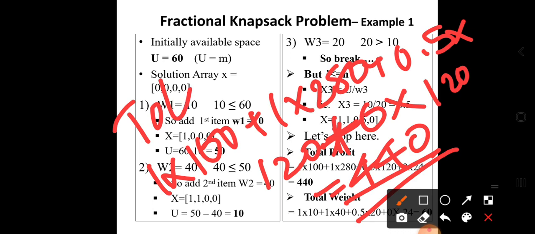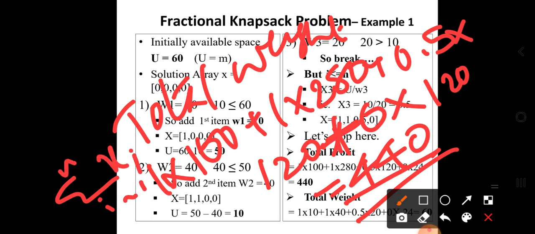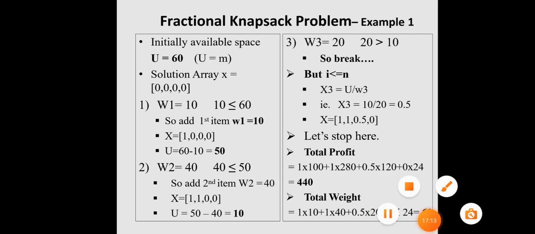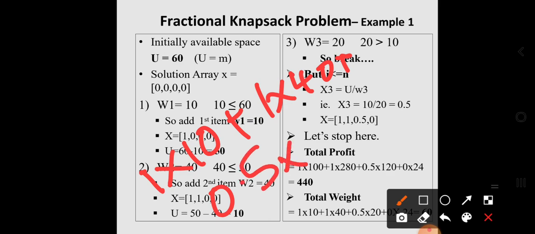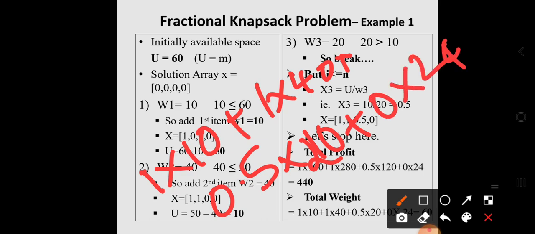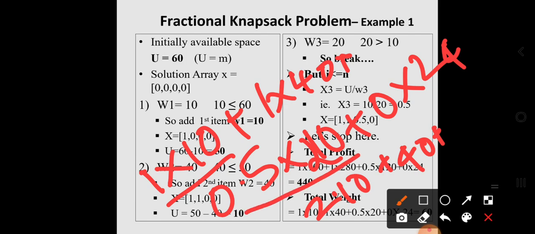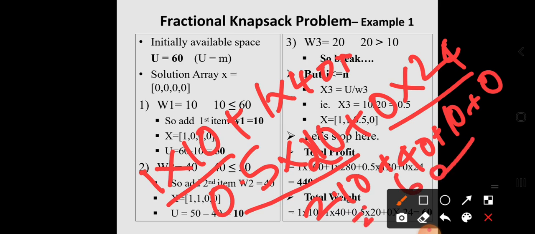And the total weight is the sum of i equal to 1 to n of xi wi. So it is 1 into 10 plus 1 into 40 plus 0.5 into 20 plus 0 into 24. That is equal to 10 plus 40 plus 0.5 into 20, which is 10, plus 0. So the total is 10 plus 40 plus 10, which is 60. So the maximum weight of that object is 60.